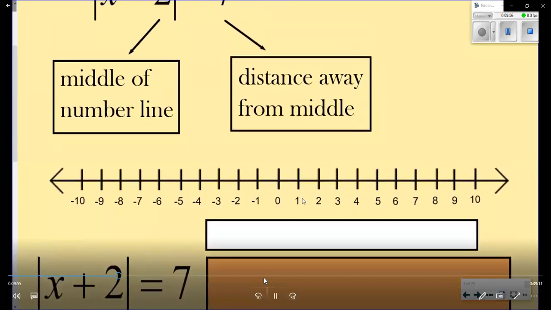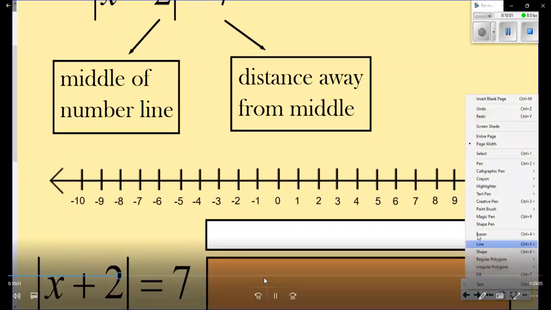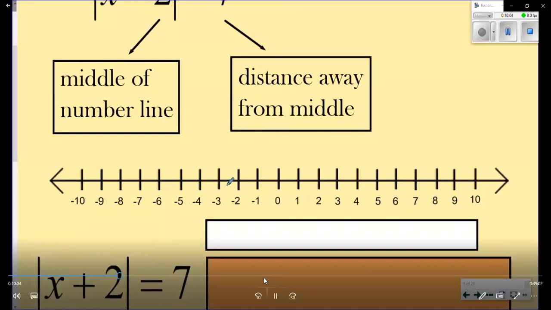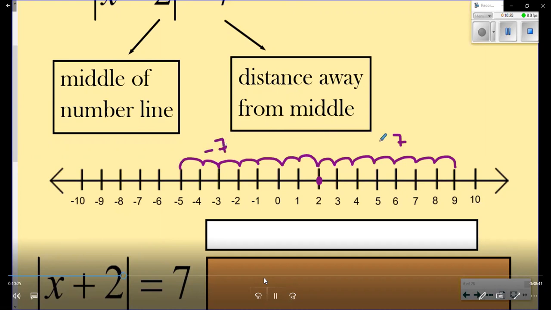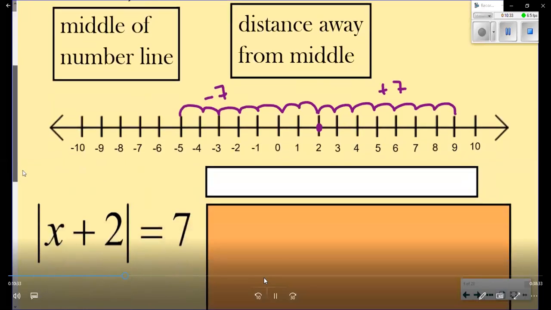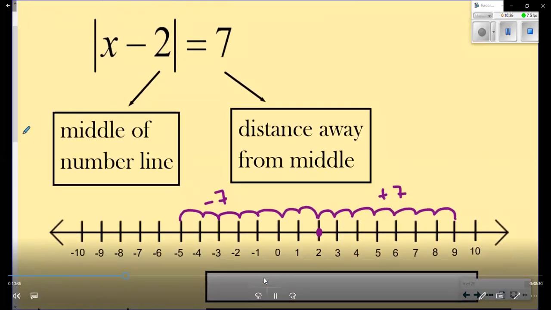So if I were to put this on a number line, my middle number is 2, and the 7 tells me my distance. So we have 1, 2, 3, 4, 5, 6, 7 in this direction. And also you have to go the other direction: 1, 2, 3, 4, 5, 6, 7 in that direction. So you go to the left of the middle number and you go to the right of the middle number. So that's a way to interpret that.